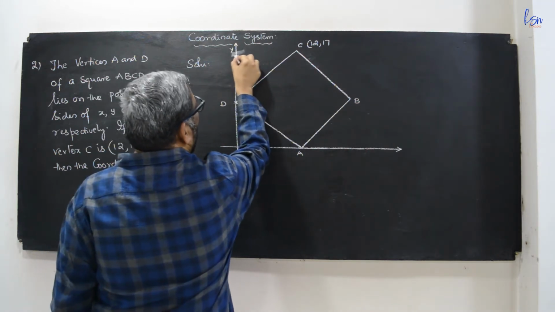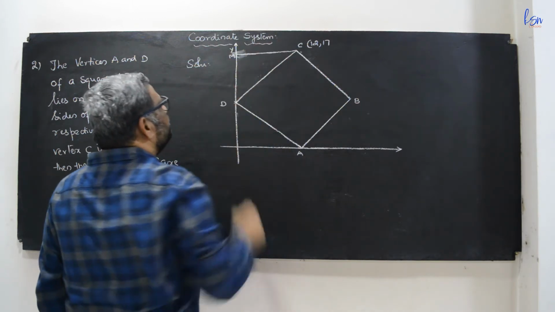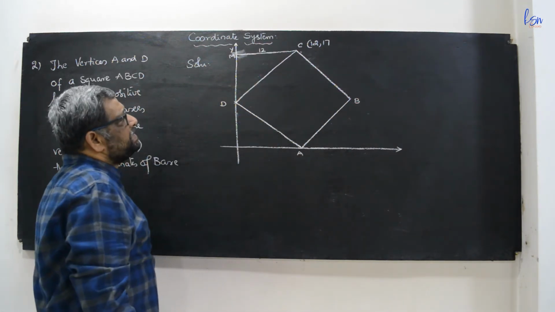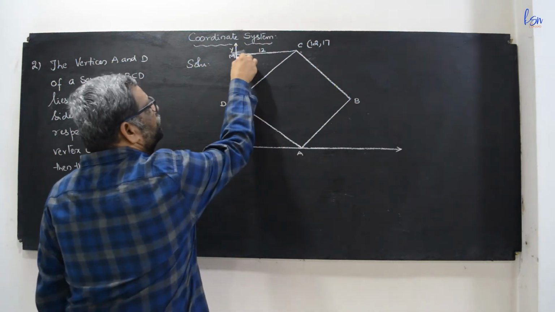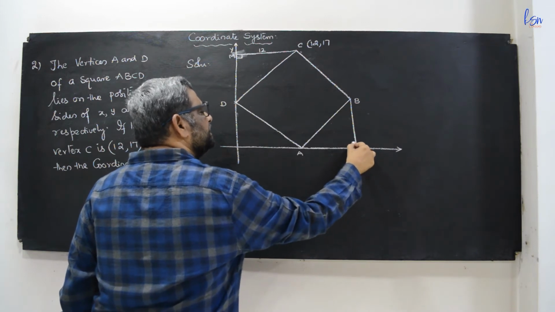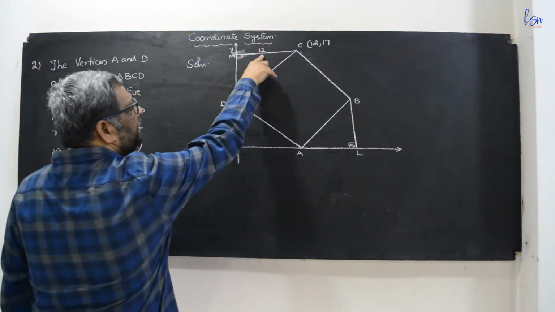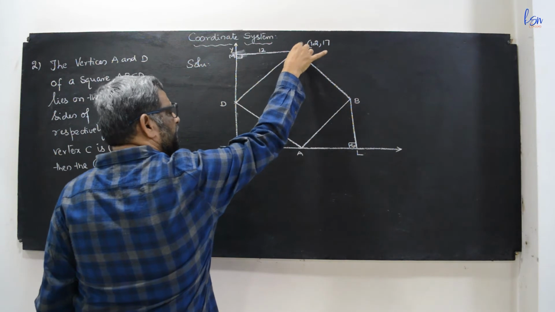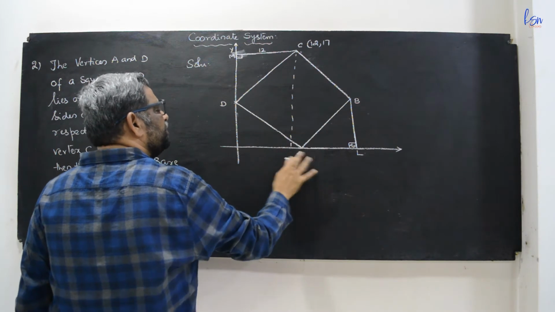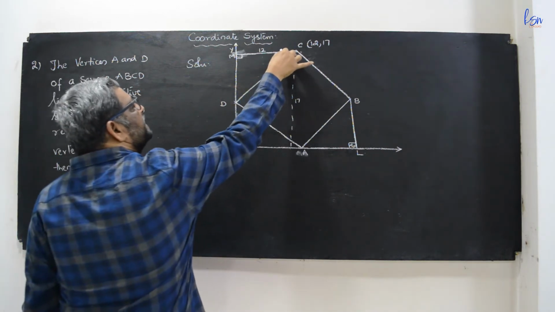Now this is the positive y-axis and x-axis. You can draw a perpendicular here, and this is CM. CM is 12. Now this is of course 90. Similarly, you can draw a perpendicular here and call this L. This is 90. Now this is 12, and this is 17, meaning from here if you draw a perpendicular, this distance is 17.